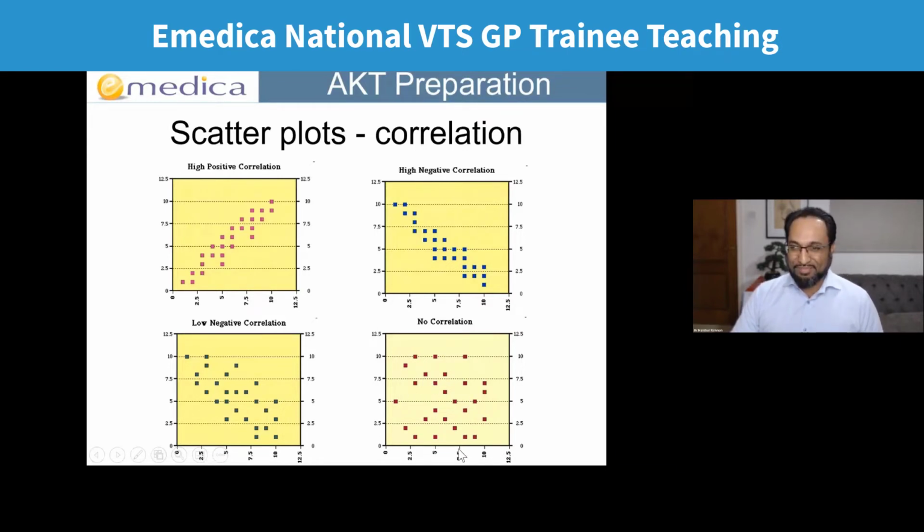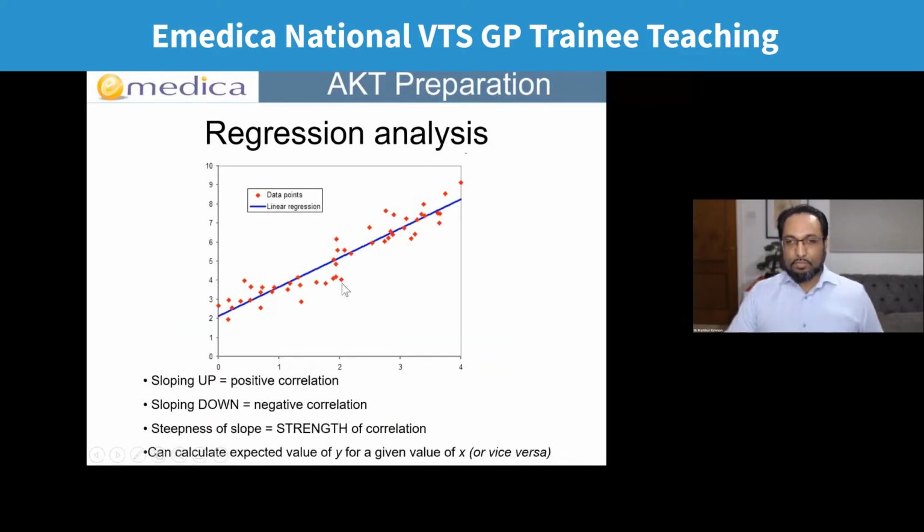There's just no pattern. Now, if we calculate the line that best fits through these dots, like we've done in this one, this is a different graph, then you can see the line itself is called a linear regression, but this graph is now known as a regression analysis. Again, if we look at the slope from left to right, if it goes upwards, it's a positive correlation. If it goes down, it's a negative correlation. The steeper the slope, the stronger the correlation.